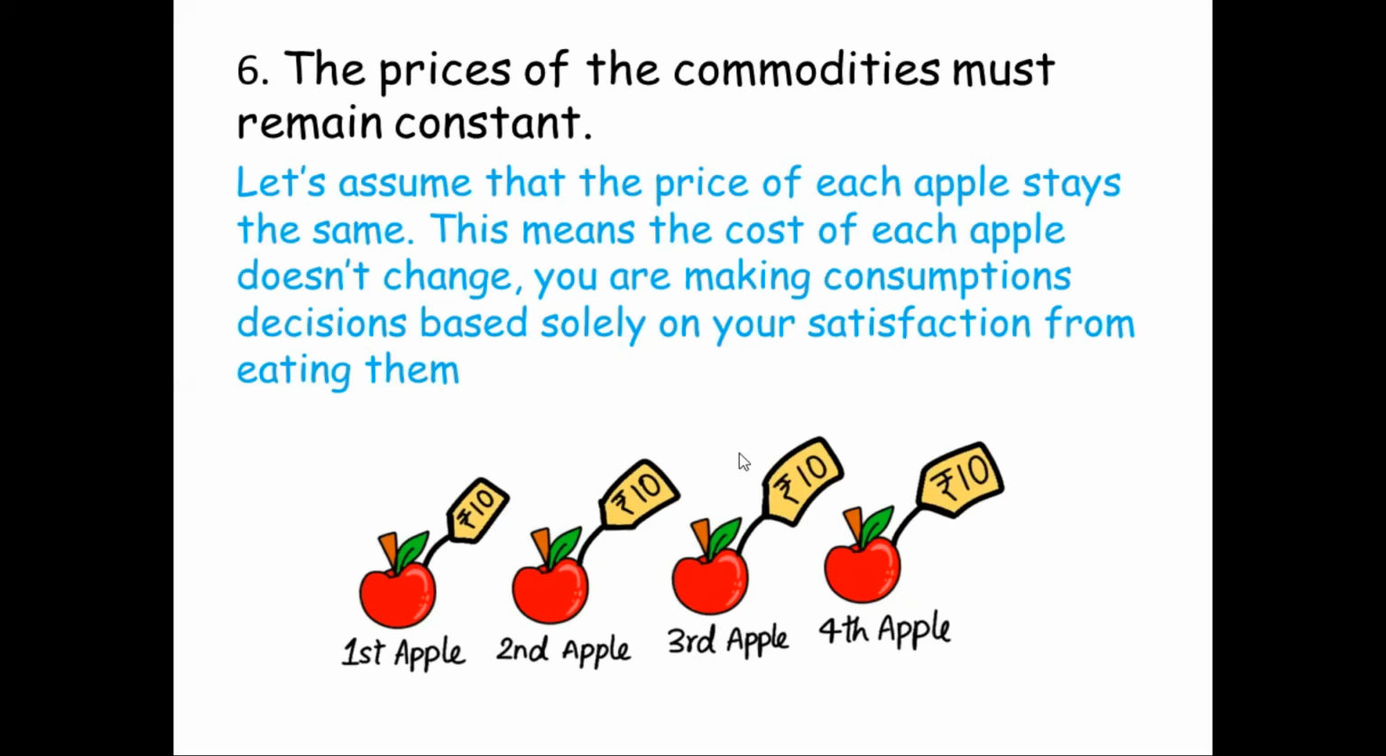Now, there is a reason why this assumption is there. Suppose I have so many apples. Here I have mentioned four apples. Suppose one is 10, the other is 20, and the other is 100. And when I consume each apple, I see the price also. So price can also influence my level of satisfaction. I'll be less satisfied if I have to pay 100 rupees for an apple and eat it, and I'll be more satisfied if I have to pay 10 rupees and eat the same apple.